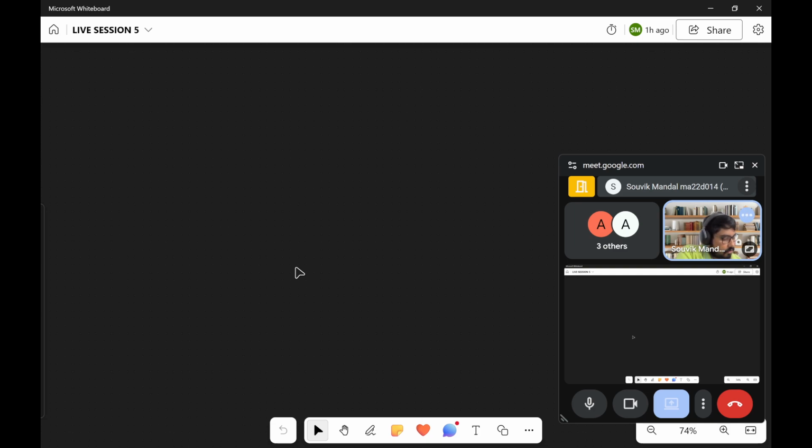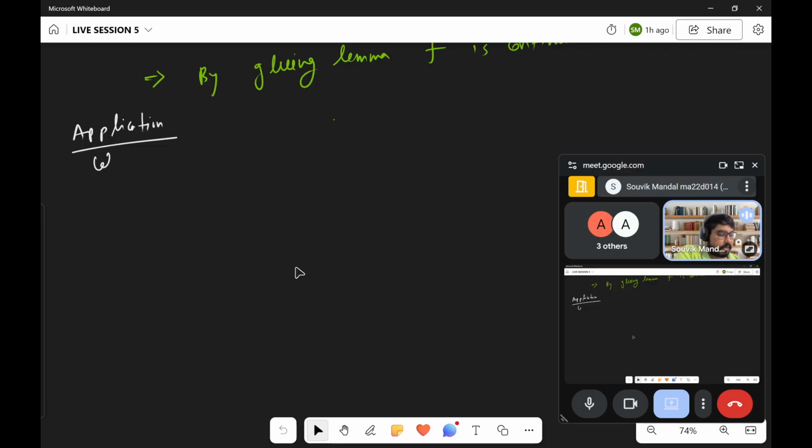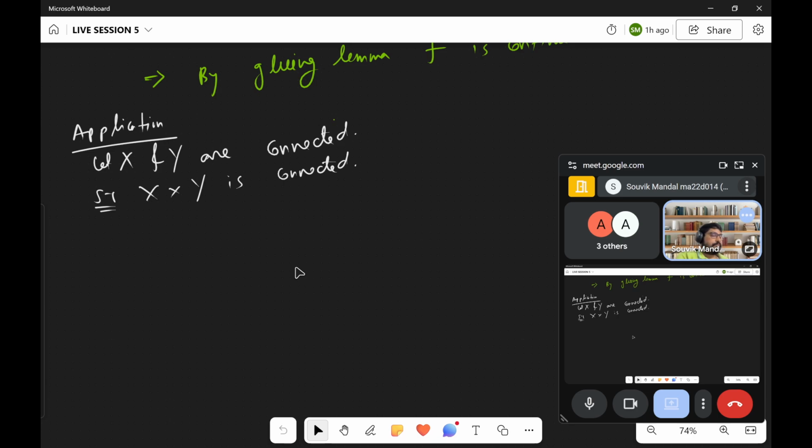The first fact, or you can say the first application, is this: let X and Y be connected. Show that X cross Y is connected. So that's what you need to show.